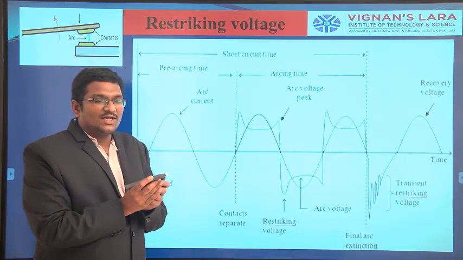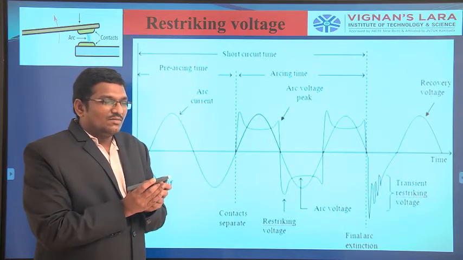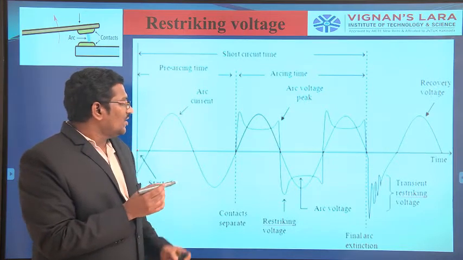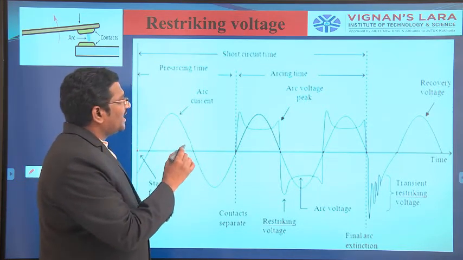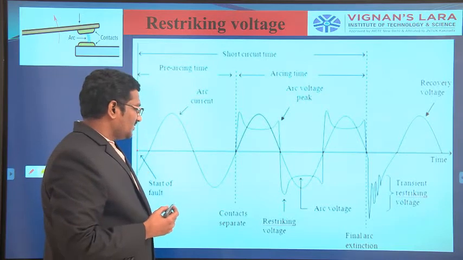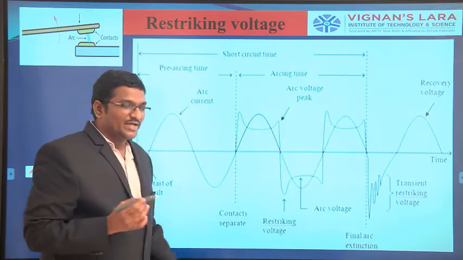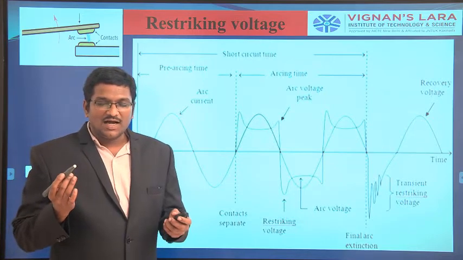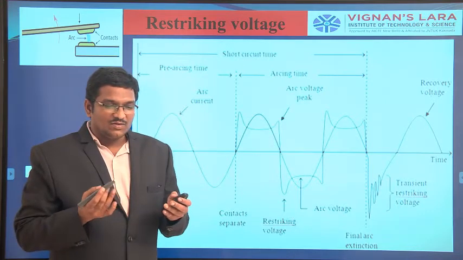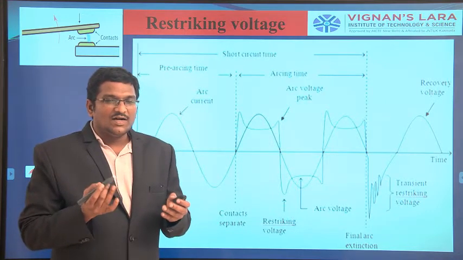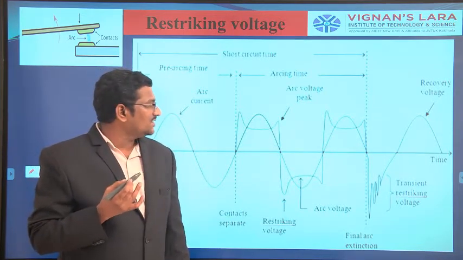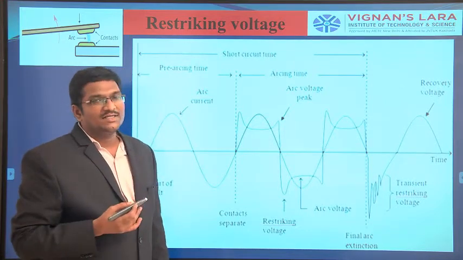At the moment a short circuit occurs, it will take some time to operate the relay, and some time to operate the circuit breaker. So to understand the restriking voltage, the recovery voltage and the arc voltage, if you see this diagram: before the opening of the circuit breaker, what is the operation? During the arc, what is the operation? After the arc extinction, what is the operation? If you understand these three things, then you can understand the restriking voltage.